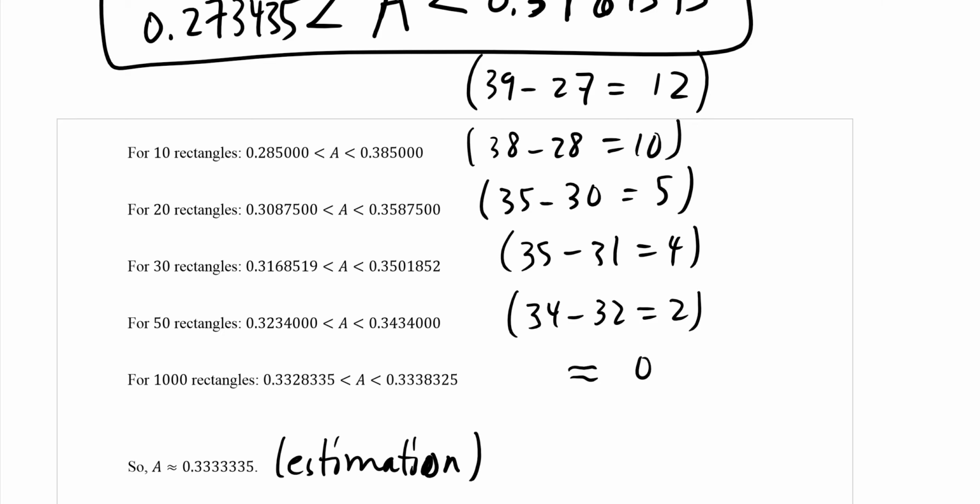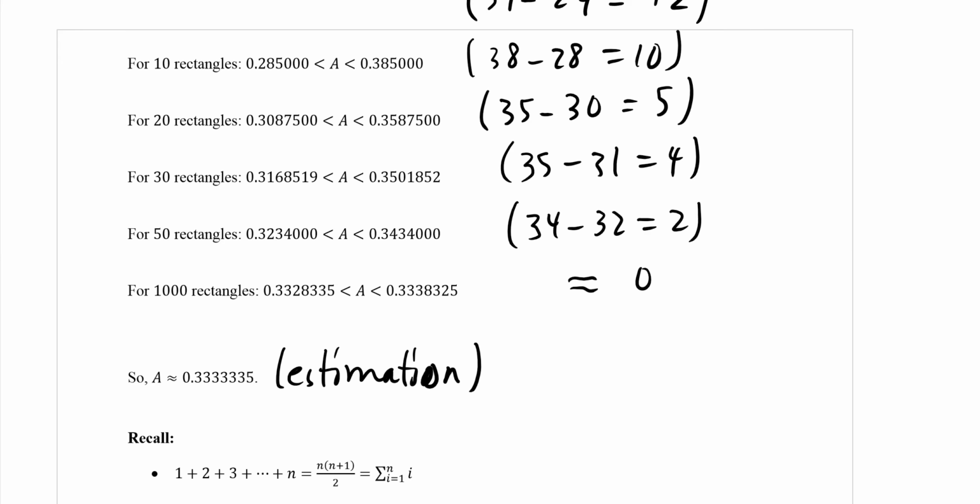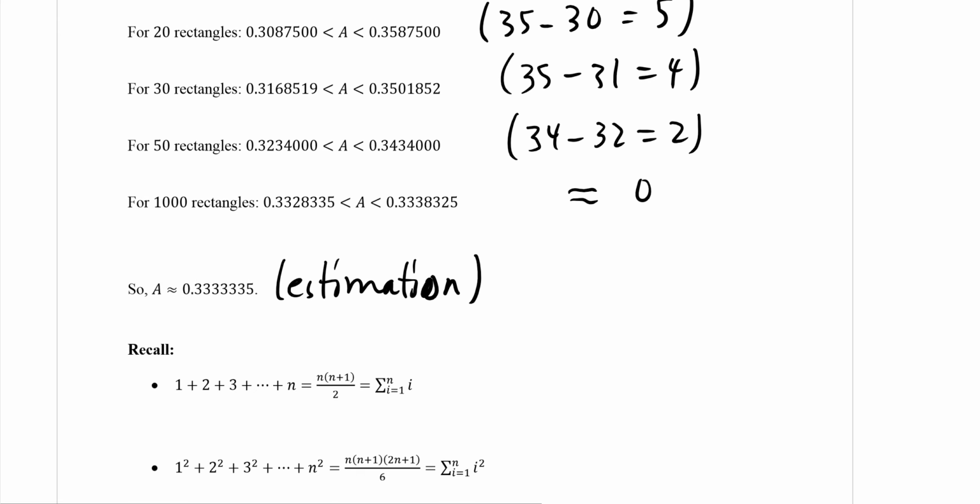This is just an estimation based on these results, and I estimated the answer is going to be like this. Now the formulas. Recall that 1 plus 2 plus 3 all the way up to n is n times n plus 1 over 2. That's the sigma summation notation, the sum of i equals 1 to n. We also need to know, this is important, that the sum of the squares, 1 squared plus 2 squared plus 3 squared all the way up to n squared, is given by n times n plus 1 times 2n plus 1 all over 6.